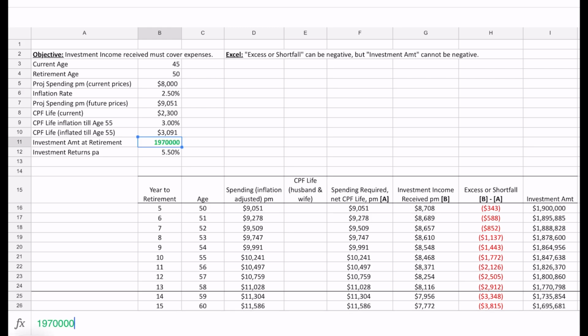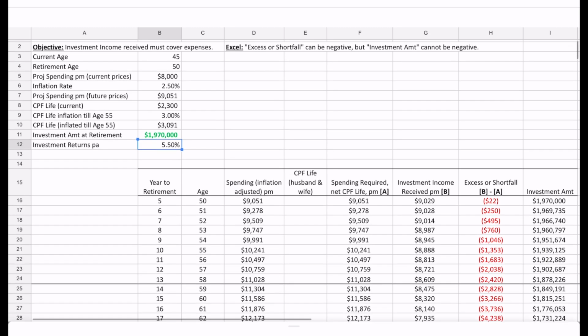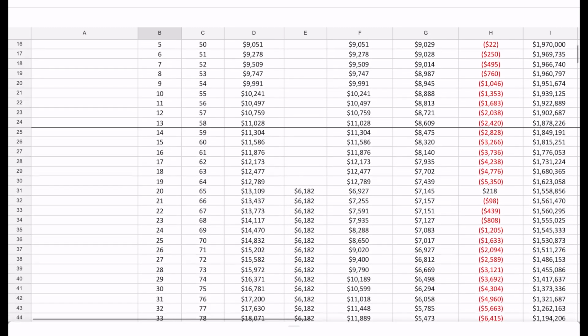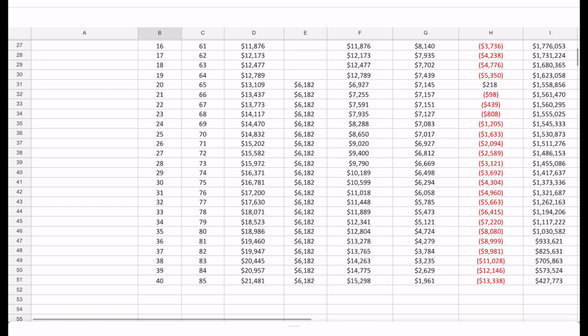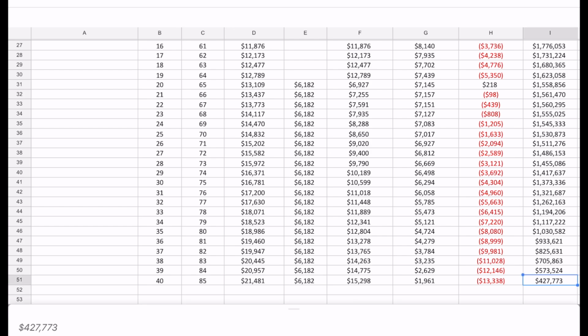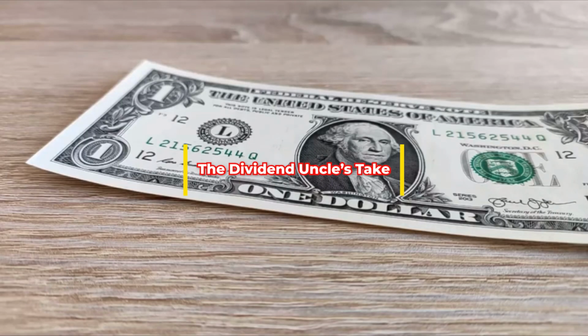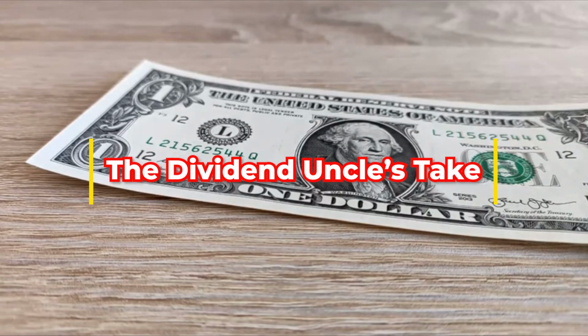Adjusting for a sell-down strategy without depleting the capital below a $300,000 minimum, the necessary investment sum would be $1,970,000.